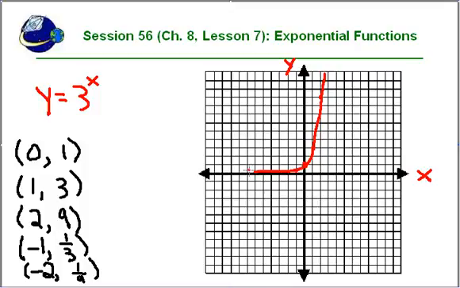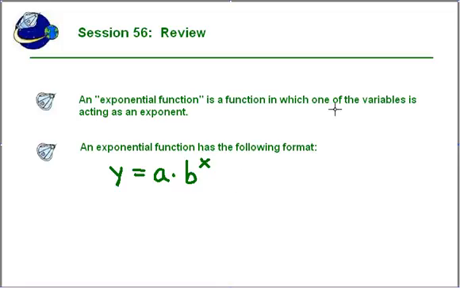Exponential functions can also decrease quickly. Here's an example where from left to right it increases very quickly, but you could also have an exponential function that decreases very quickly as well. I'm not going to determine an equation here. So once again, what is an exponential function? It's simply a function in which one of the variables is acting as an exponent.